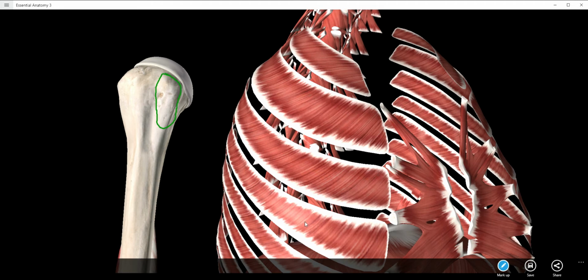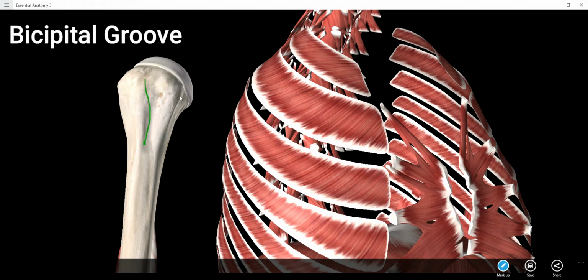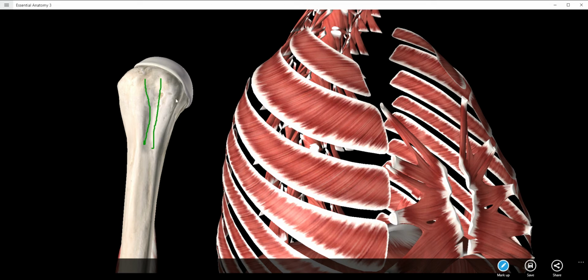And then in between the two tuberosities, we have what's called the IT groove. That used to stand for intertubercular groove. Now that we refer to these as tuberosities, it's the intertuberocular groove, or my personal favorite because it's easy to say, the bicipital groove. So it's this groove right here between the two tuberosities is called the bicipital groove.